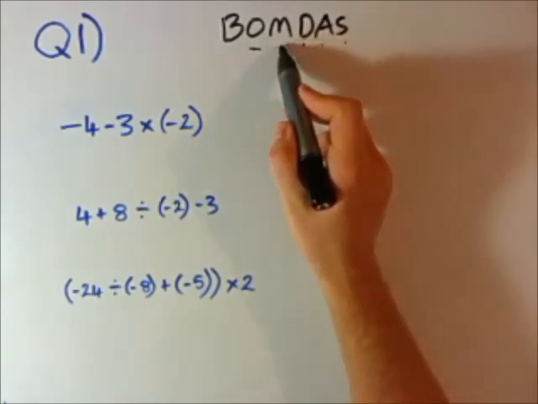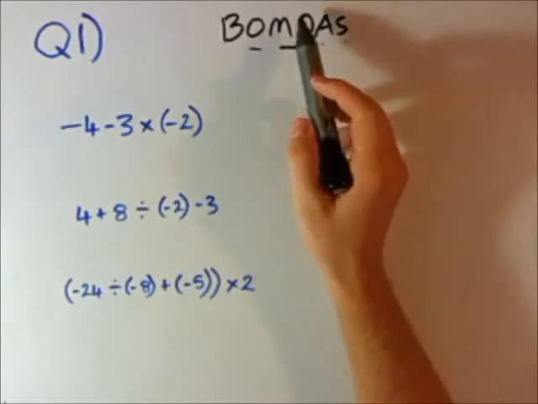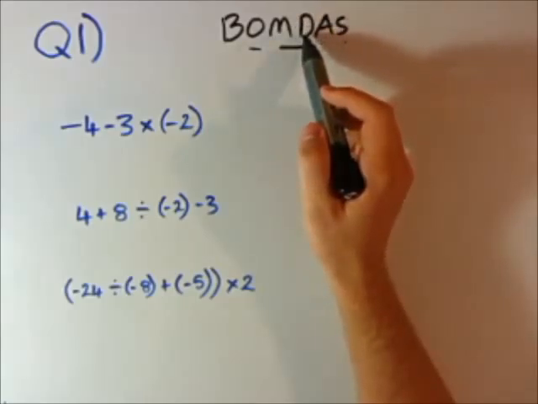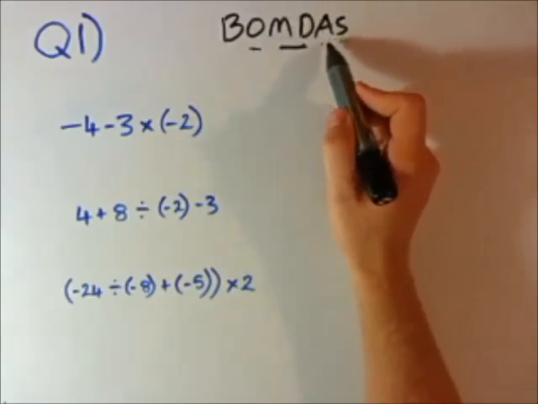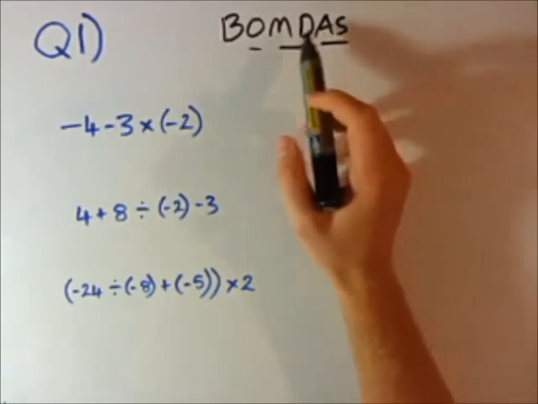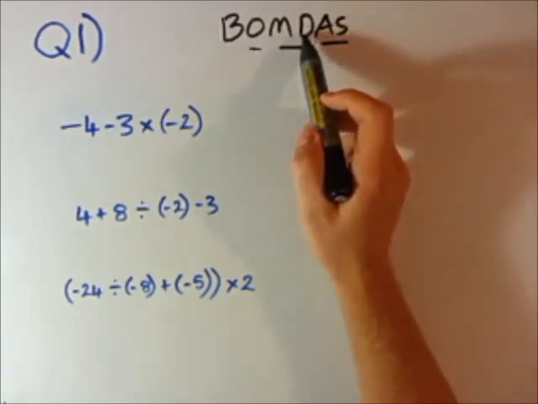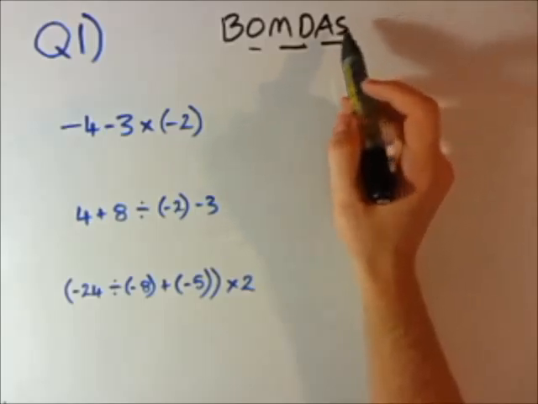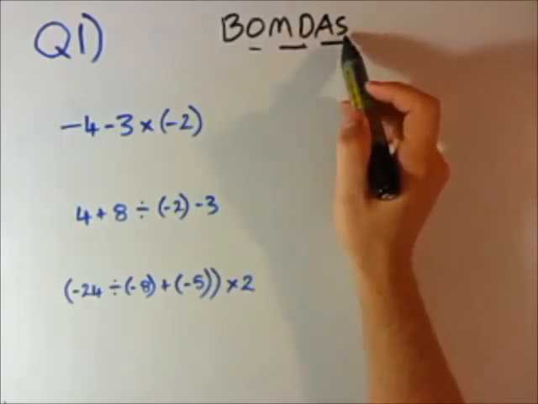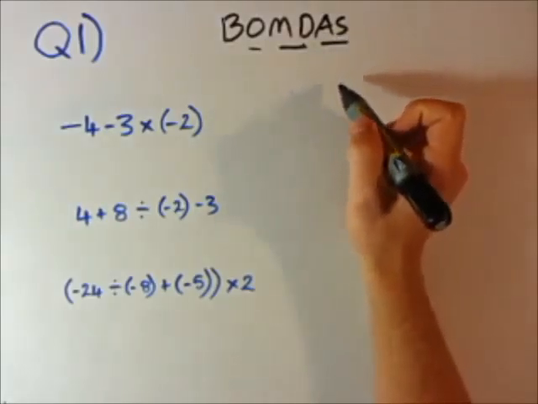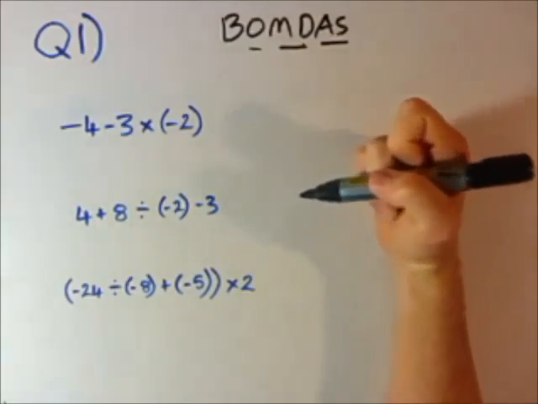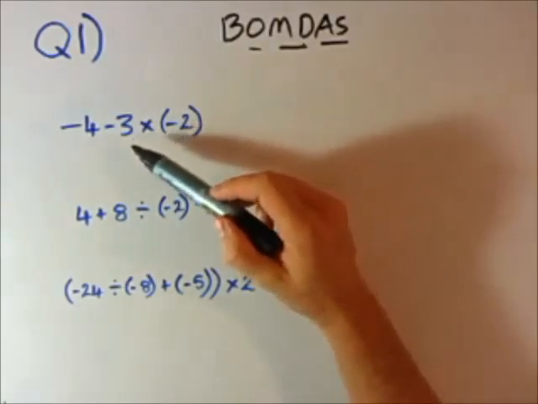Now multiplication and division are equal weighting, so if you see multiplication and division, you do it left to right. And that's the same for addition and subtraction. So multiplication and division are higher ranked than addition and subtraction. If you see addition and subtraction in the same question, you again work from left to right. So let's go and try these three questions. We'll start with an easy one.